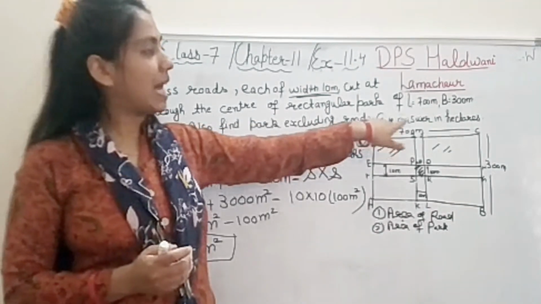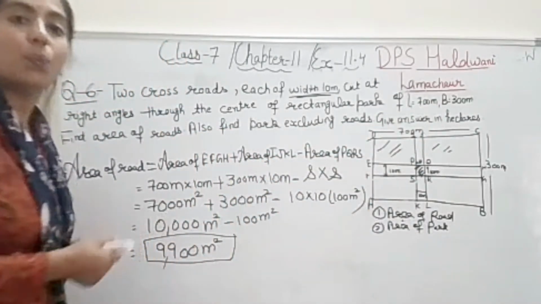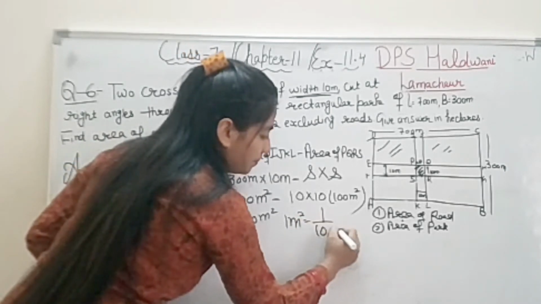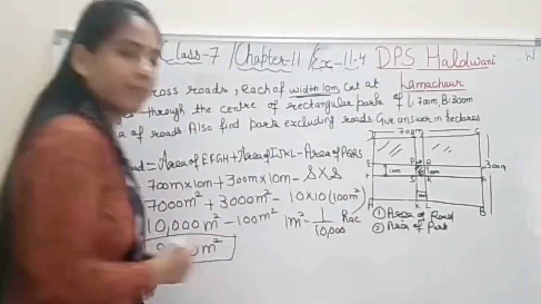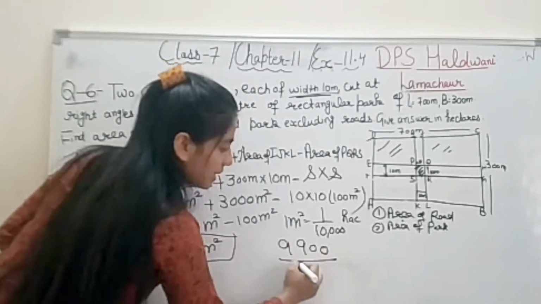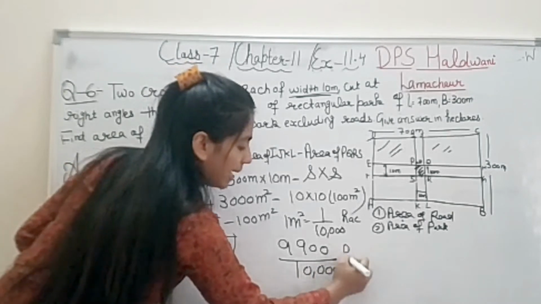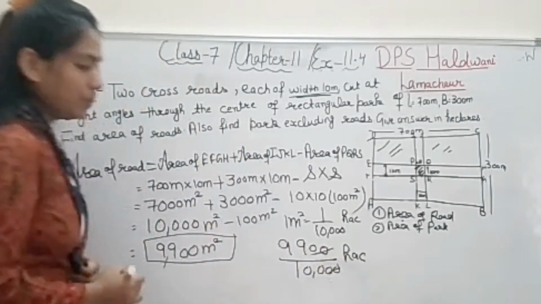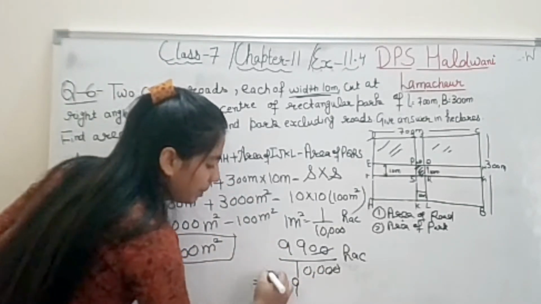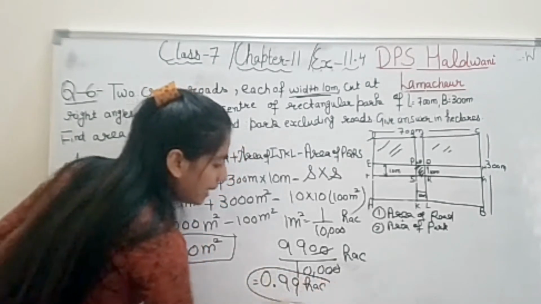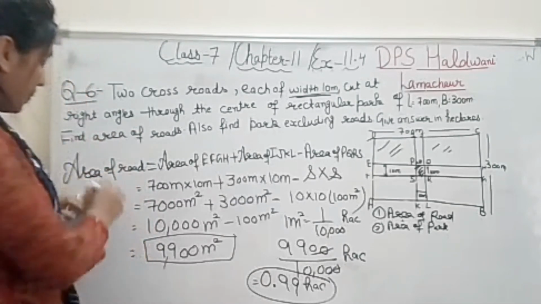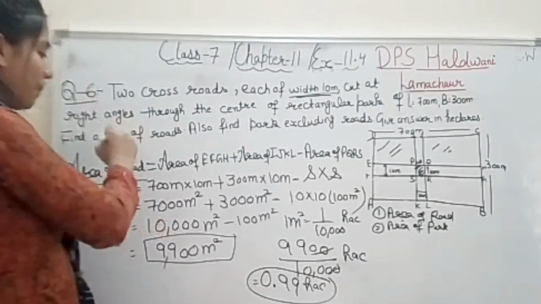Question is asking give answer in hectares. So student, what you will do? As we know, 1 meter square is equals to 1 upon 10,000 hectare. So how many meters square? 9900 divided by 10,000 hectare. So 00 cancel out with 00. So as you can see, 2 zeros are there. After 2 digits there will be decimal. So 0.99 hectare is the answer. Very simple, student. I hope you got area of road. This is first part completed.